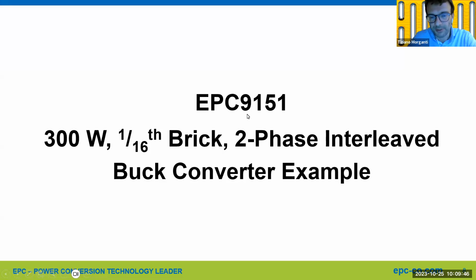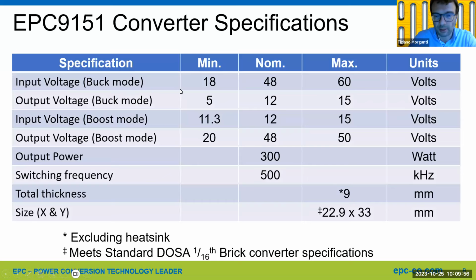Let's start with the EPC9151. This is a 300 watt, 1/16 brick, two-phase interleaved buck converter, and it is digitally controlled. The specifications are like in this table. So we have input voltage from 18 to 60 volts. Output voltage is from 5 to 15, and the standard controller is programmed for 12 volt output.